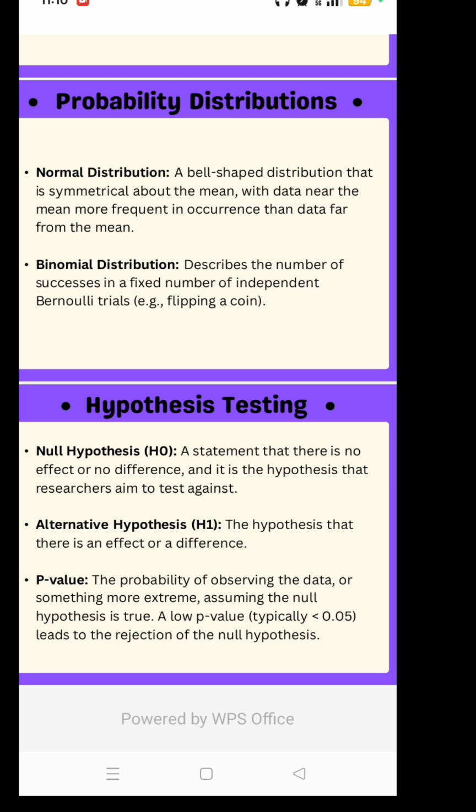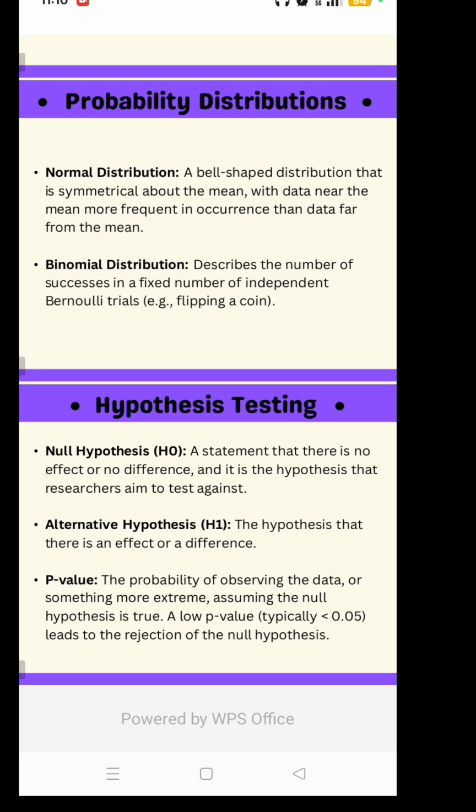Whether the data is bell shaped or not, we can easily understand from the distribution, which is called the normal distribution. Coming to the binomial distribution, it describes the number of successes in a fixed number of independent Bernoulli trials. Flipping a coin is a very simple and easy example.